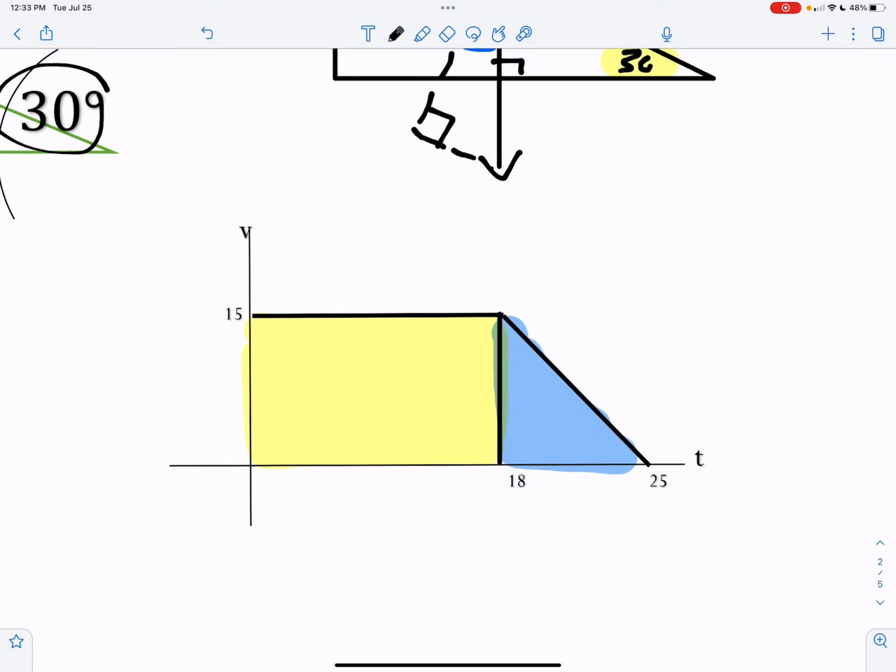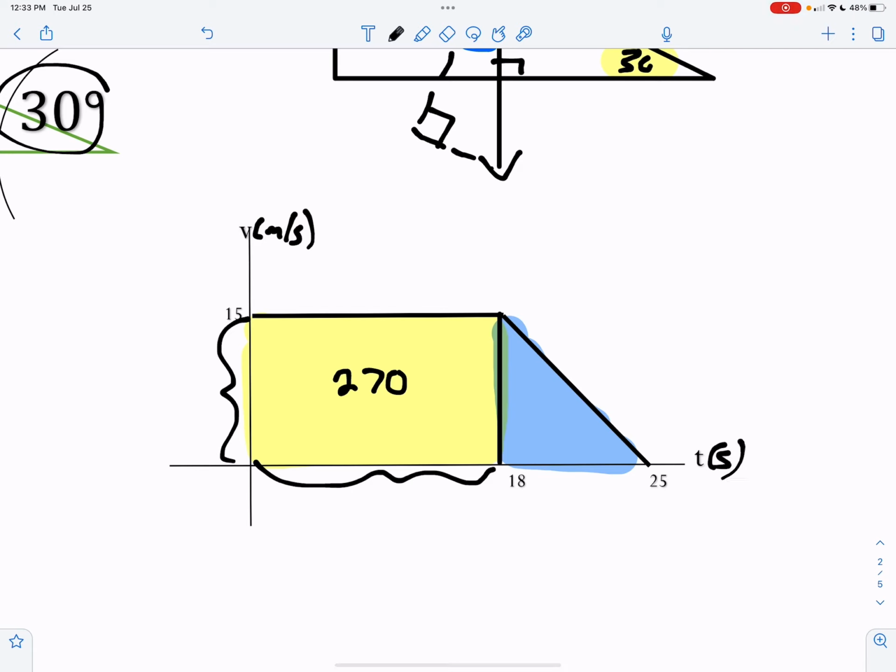Now, to do the first part, we've got the base times the height. So let's go 15 times 18, and we get 270. And we'll talk about units in a minute. The units for V would be meters per second, and the units for T would be seconds.